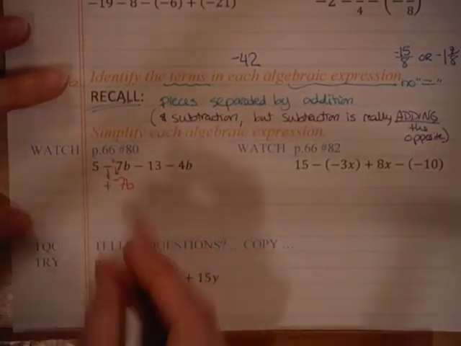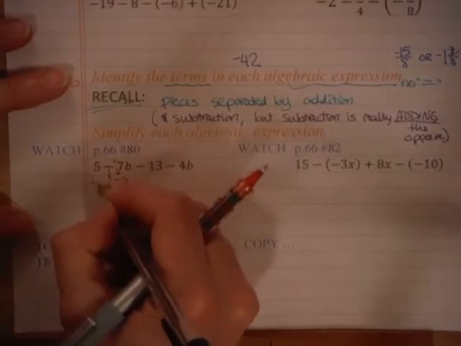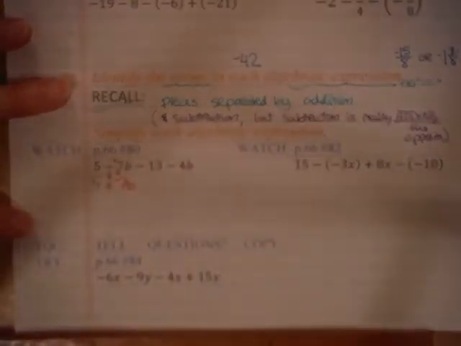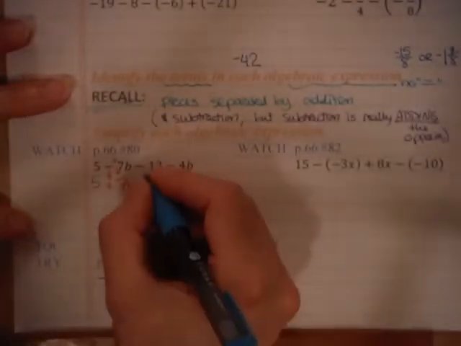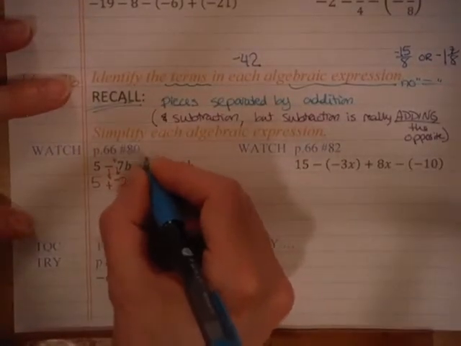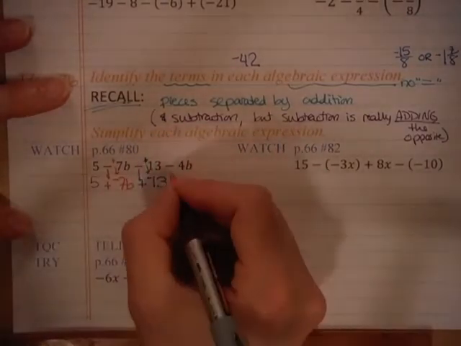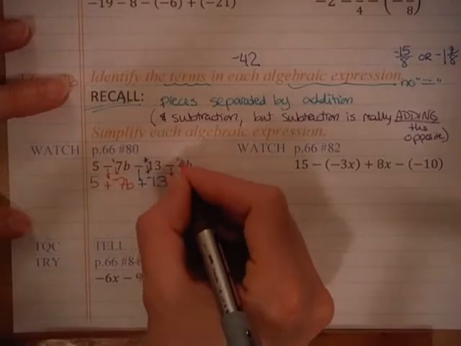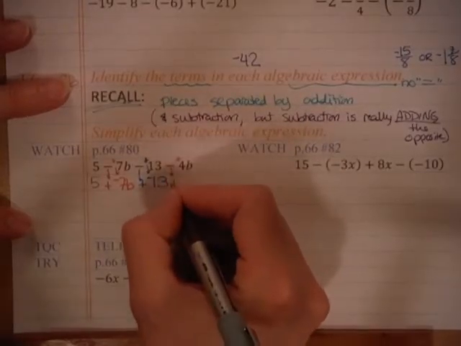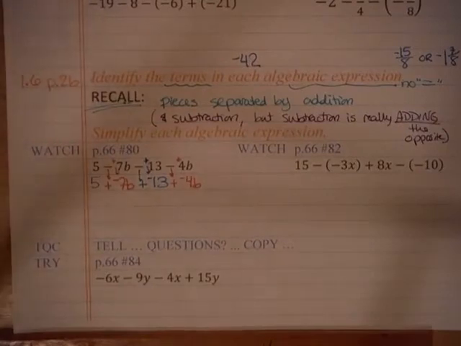Minus, and I guess we just started with a 5 here. And then minus the positive 13 becomes a plus a negative 13. And finally, the minus the 4b, which is really minus a positive 4b, becomes plus a negative 4b. And now we are able to identify the terms.